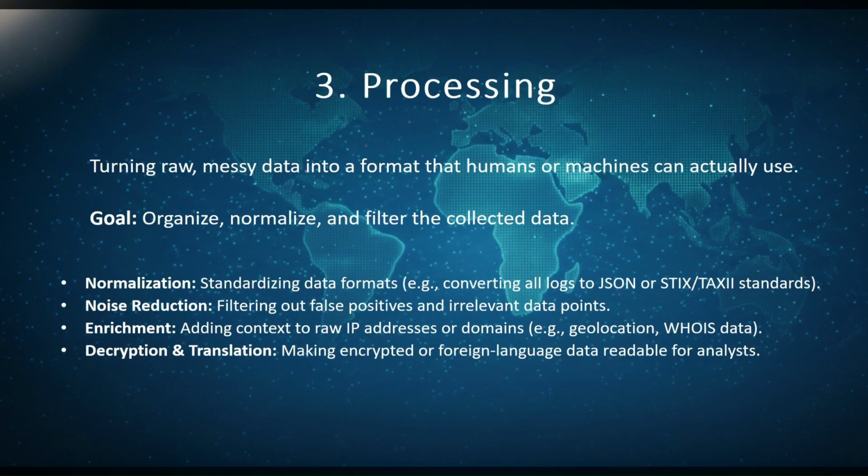Okay, moving forward to the third phase, that is processing. Here, the raw data collected in the collection phase will be converted into machine or human readable data, which is useful for preparing intelligence reports. The goal is normalizing, organizing, and filtering the collected data. Normalizing is nothing but standardizing the collected data in a specific format which is human readable and also machine readable, and we reduce the noise. We take the necessary data which is required for our report. Okay, that's all about the processing stage.